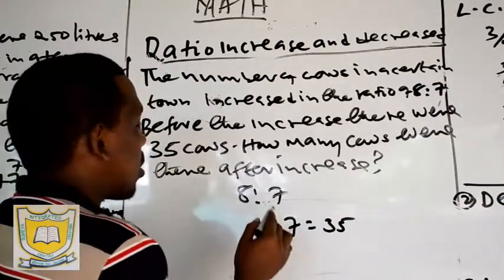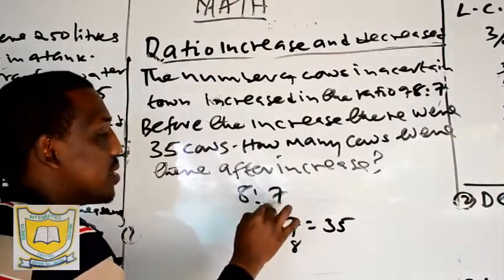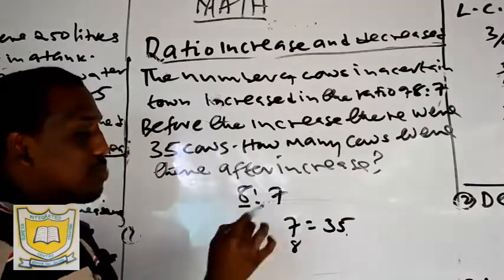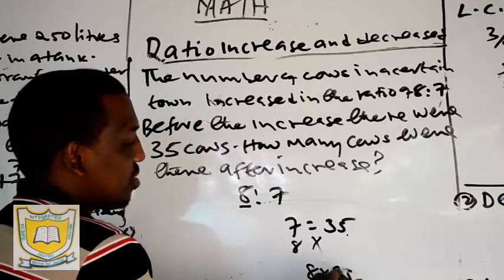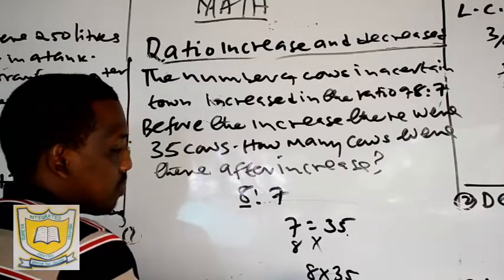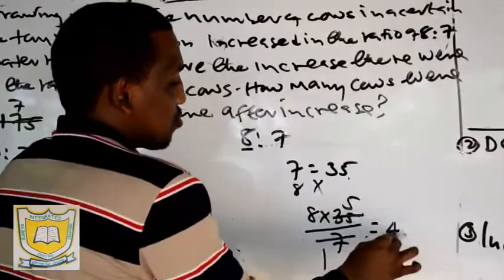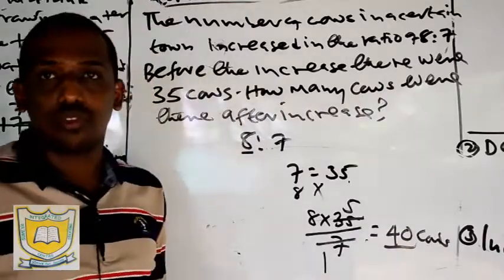So you are told now, after the increase, what about 8 now? Before, it was 7, 35. After the increase, it became 8. What about 8 now? So 8 times 35 over 7. By 7, 1. By 7, 5. 8 times 5, 40. So after the increase, there were 40 cows.